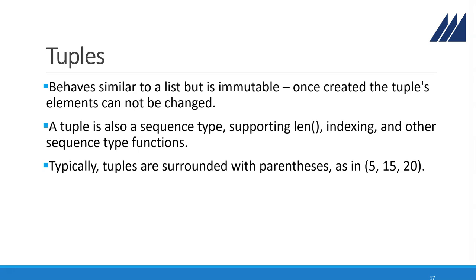Okay. How can I declare it? How can I create a tuple? Instead of using the square brackets that we used for the list, this is going to be just parentheses, and then you have the items listed and separated by commas. Also, this type of sequence supports length, supports indexes, and supports all the sequence type functions that we saw before.